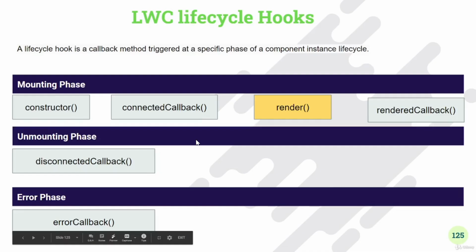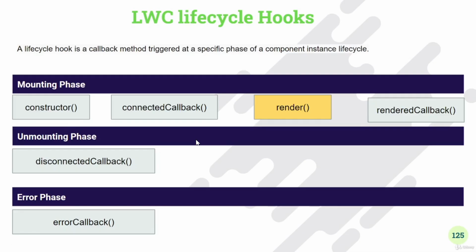So let's first understand what lifecycle hooks are. Lifecycle hooks are callback methods triggered at a specific phase of the component instance lifecycle. So these are methods in the component that are called at a specific phase. There are three types of phases in your component lifecycle. First is the mounting phase, second is the unmounting phase, and third is the error phase.